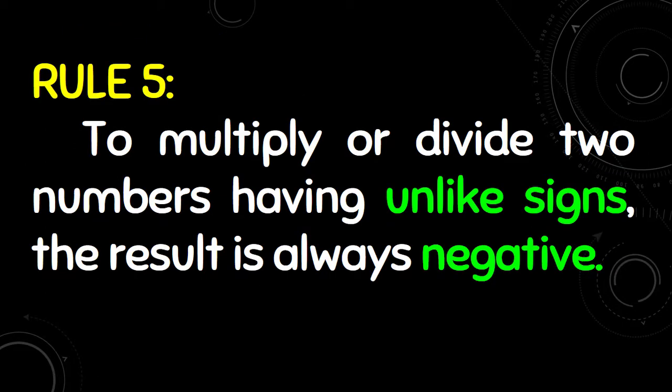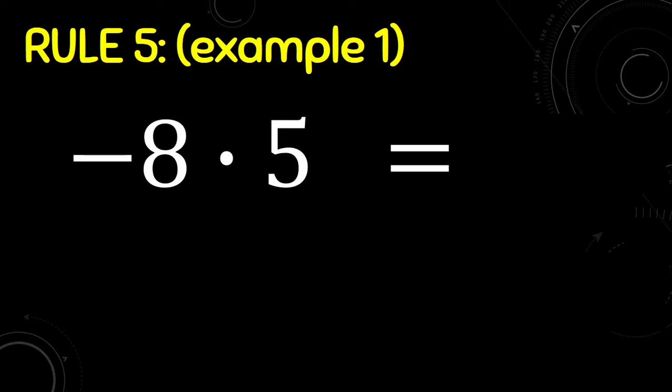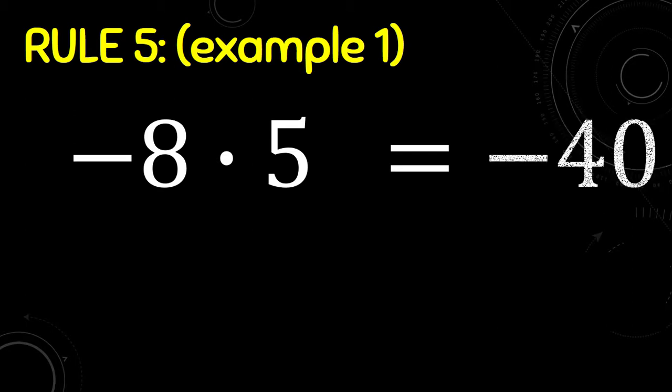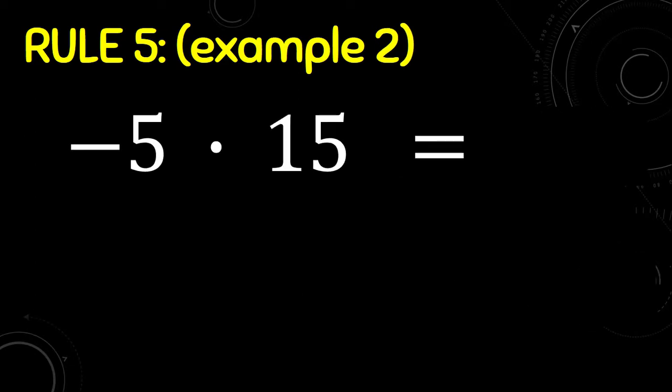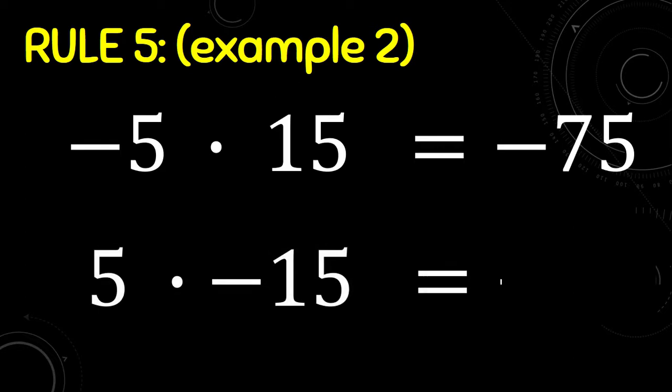Rule number 5. To multiply or divide two numbers having unlike signs, the result is always negative. Example, negative 8 times positive 5, the result is negative 40. 8 times negative 5 is still negative 40. Negative 5 times positive 15 is equal to negative 75. And positive 5 times negative 15 is still negative 75.